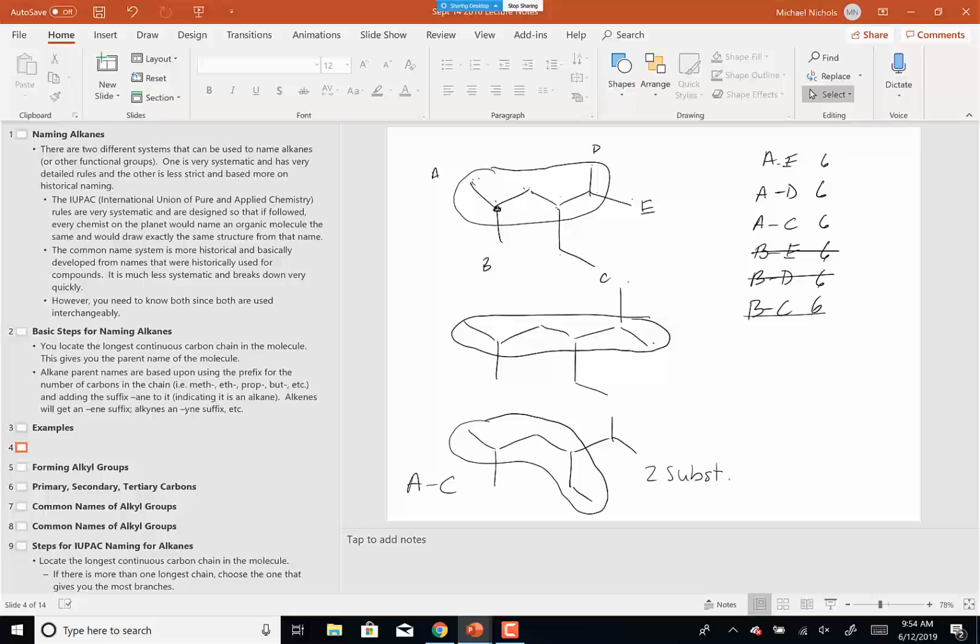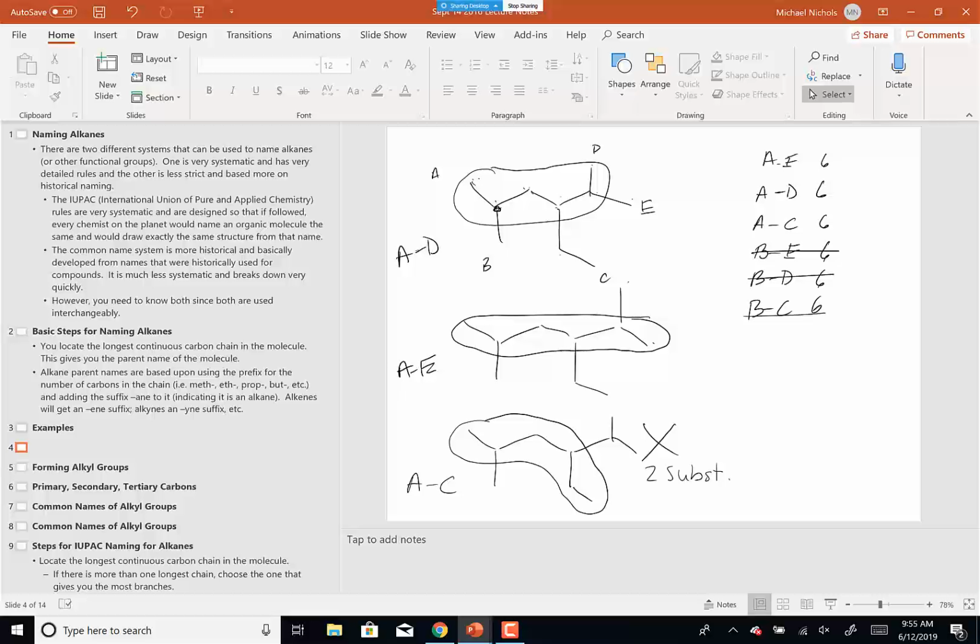So I can eliminate that one, right? Because that doesn't give you the most number of substituents. That's our tiebreaker. If we have more than one longest chain, the tiebreaker is which one gives us the most number of substituents. So A to C is out. A to E and A to D, they're in.